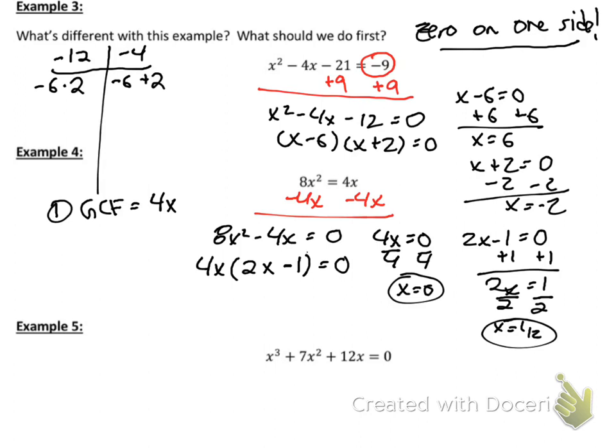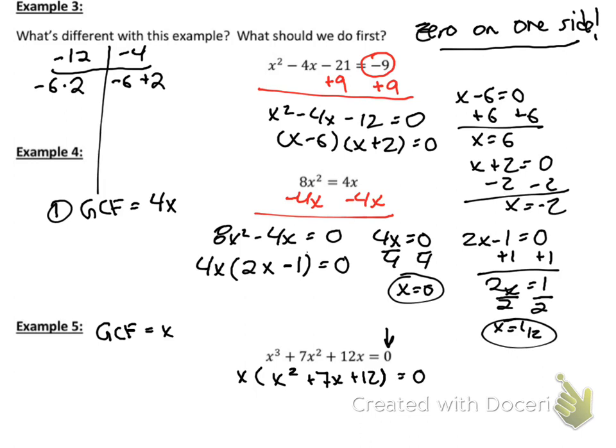All right, look at example 5. Again, remember your procedure. The very first thing you always look for is the GCF. In this problem, unlike the other ones, we already have 0 on one side, so we could use the zero product property as soon as we factor this trinomial. So you might notice that our GCF is not 1 this time, but x. So I can factor out an x. So I have x times x squared plus 7x plus 12 equals 0.